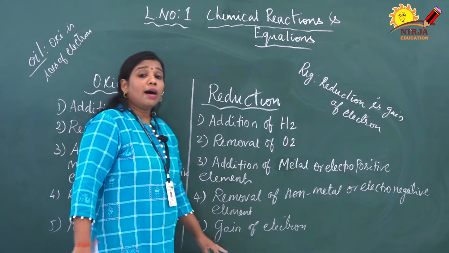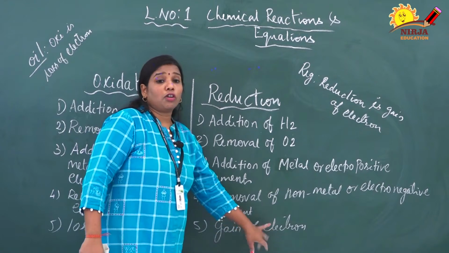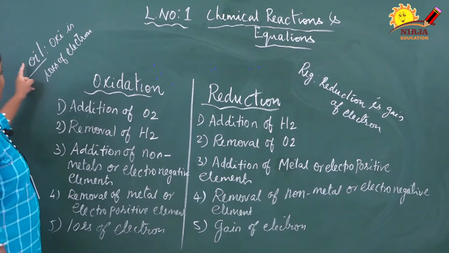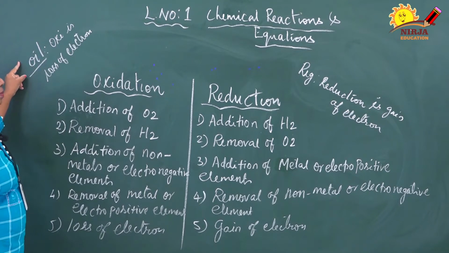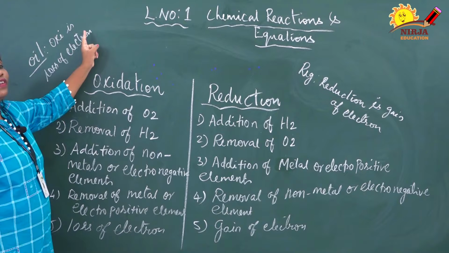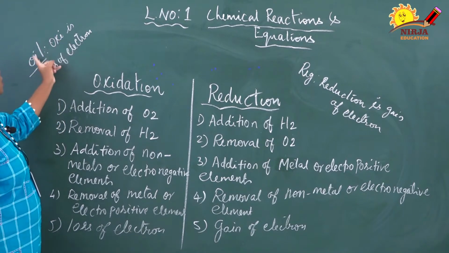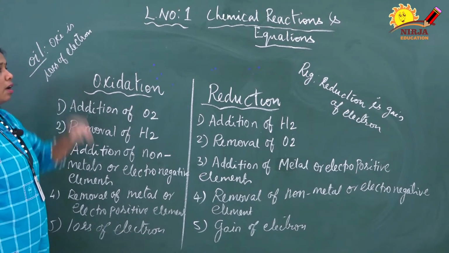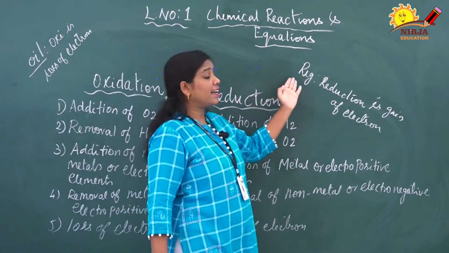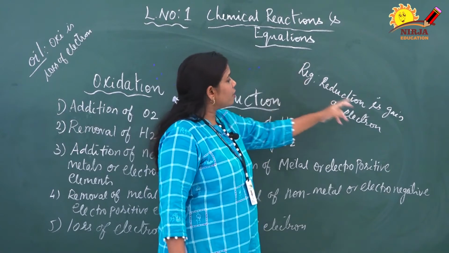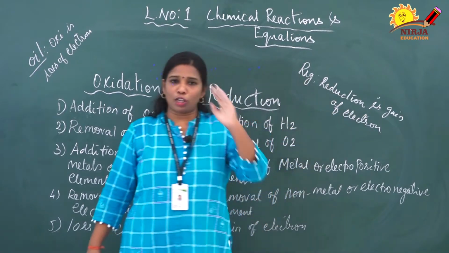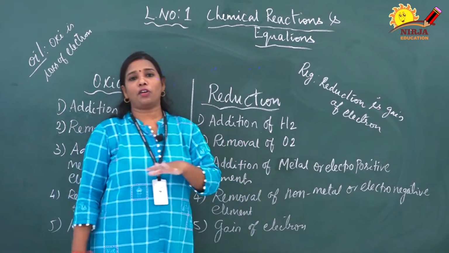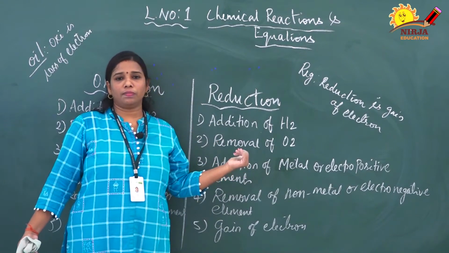In reduction, gaining of electrons happens. Simply, for oxidation we can say OIL: Oxidation Is Loss of electrons. In the same way, for reduction we can say RIG, Reduction Is Gain of electrons. So keep in mind: oxidation is loss of electrons, reduction is gain of electrons, OIL and RIG.